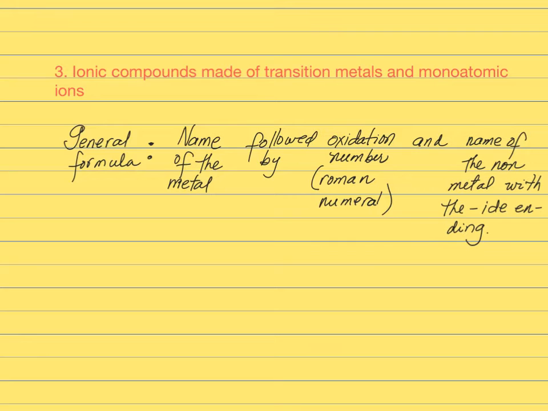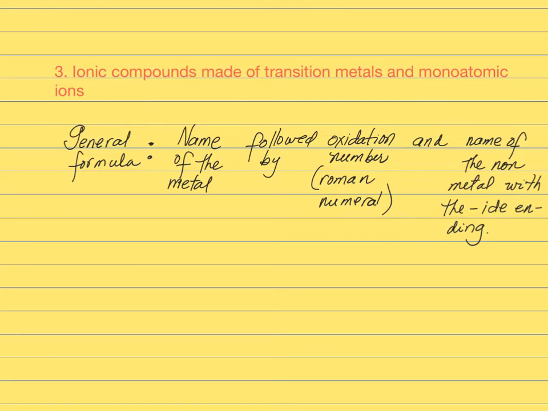The third group of ionic compounds is also known as binary salt because you have only one non-metal involved, made of monatomic ions. But you have transition metals as part of the compound. What happened with the transition metals? Many of the transition metals, with some exceptions, have more than one oxidation number. So when you are naming them, you have to state the oxidation number that the metal is using in the compound, written in Roman numeral, between parentheses, between the name of the metal and the name of the non-metal.